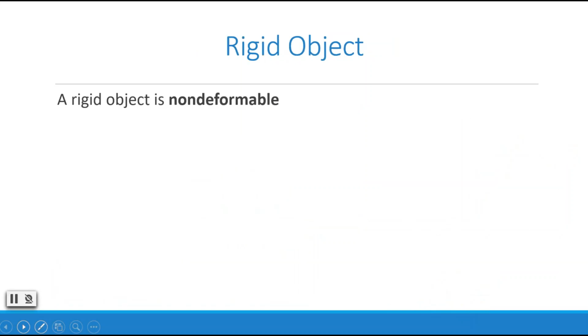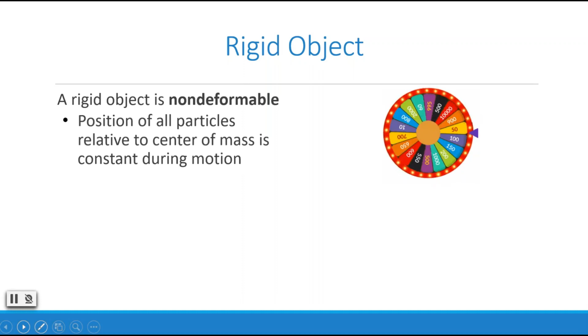So we're going to work with the rotation of a rigid object. A rigid object is defined as non-deformable, which basically means it has a constant radius, so that the positions of all particles are always relative to the center of mass, and that position is constant, so that your particles can't get closer and further out.